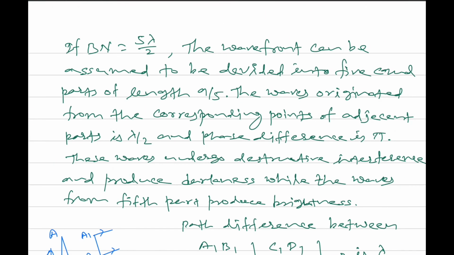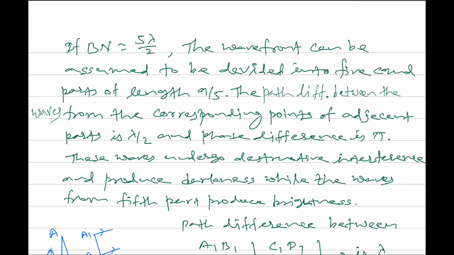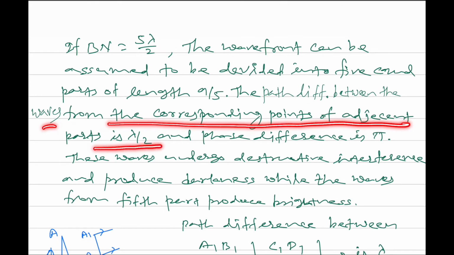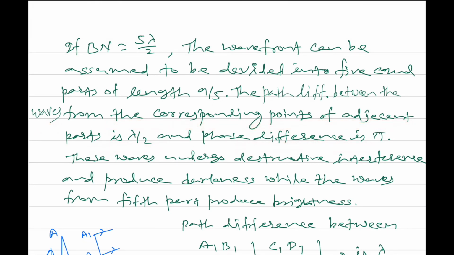Next we will talk about the second bright. If Bn is equal to 5 lambda by 2, then the wavefront can be assumed to be divided into 5 equal parts of length a by 5. The path difference between the waves from the corresponding points of adjacent parts is lambda by 2 and phase difference is pi. These waves undergo destructive interference and produce darkness, while the waves from the fifth part produce brightness.